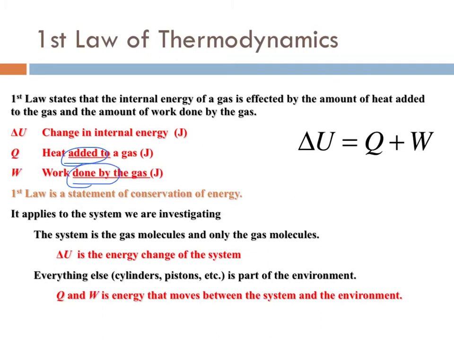Now, the first law is a statement of conservation of energy. It applies to the system we are investigating. The system is the gas molecules and only the gas molecules. So delta U is the energy change of the system. Everything else, in this case we're going to talk about cylinders and pistons, is part of the environment. So Q and W is energy that moves between the system and the environment, the exchange of energy between the two.